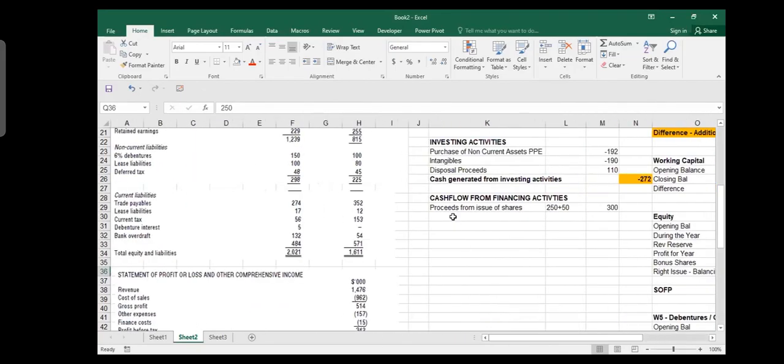Then you have your debentures. You said issue of debentures. And how much is the issue of debentures? You had 100,000. Now you have 150,000. So 50 you got from debentures.